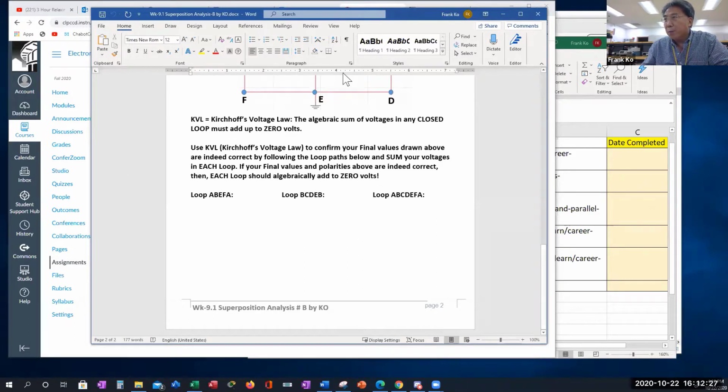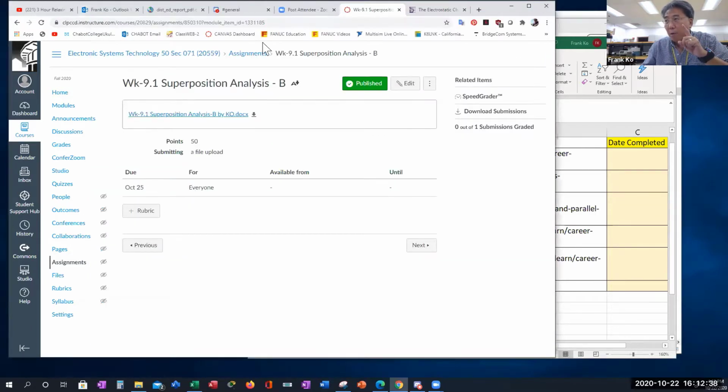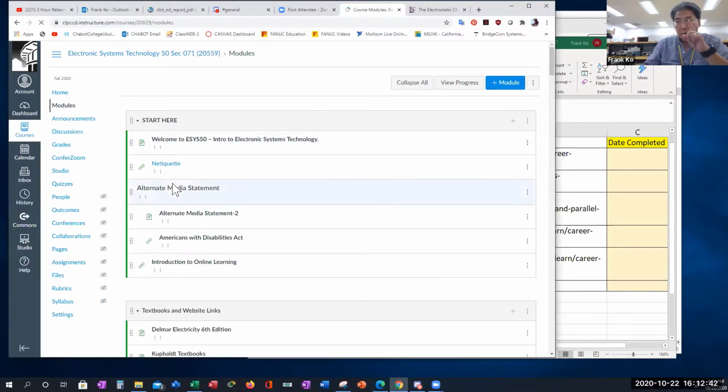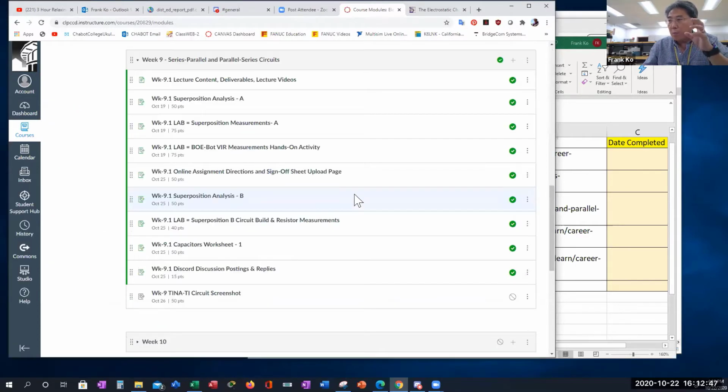All right, so you have a superposition analysis to do. That's got to be completed and uploaded, because that is a homework assignment due on Sunday midnight. There is also a superposition measurement that will help you with the circuit build, and you will bring your circuit build in on Monday to do the voltage and current measurements.